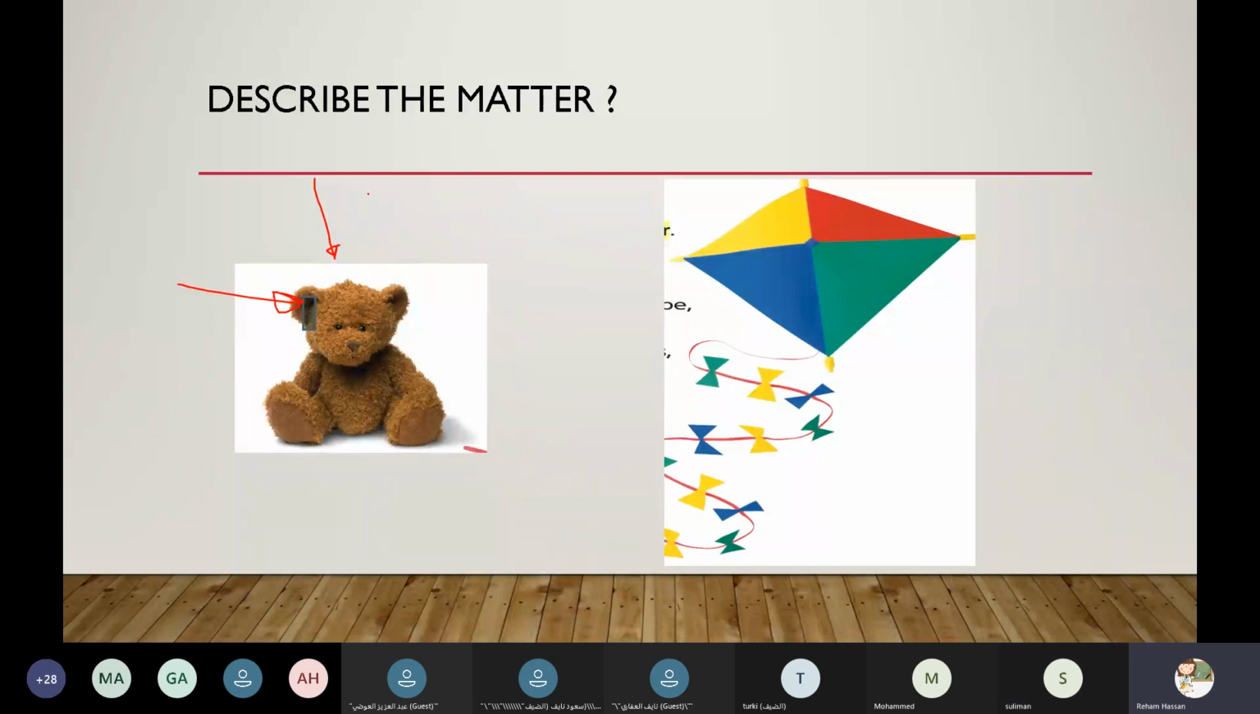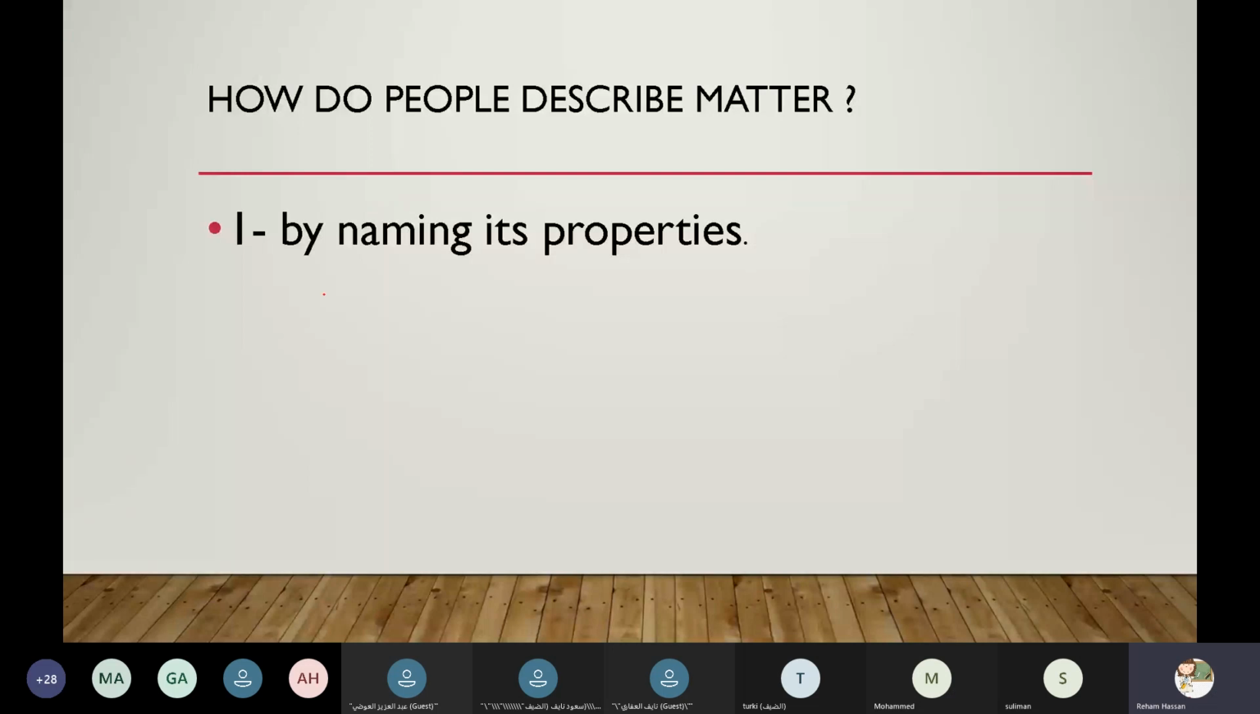So, Sulaiman, now you talk about the properties of matter. Thank you so much, honey. So grade 1, how do the people describe the matter? By naming its properties, teacher.